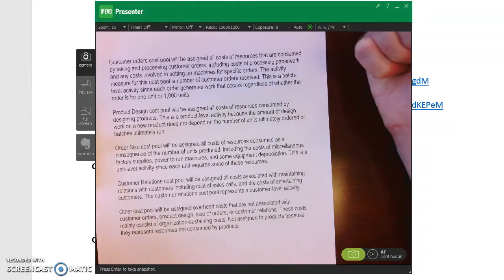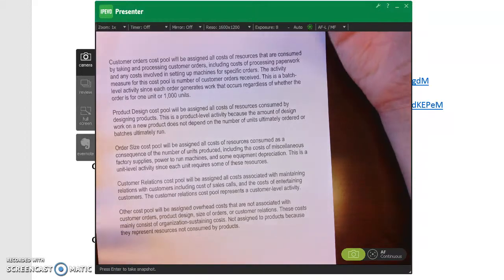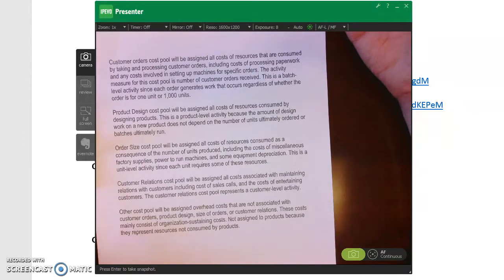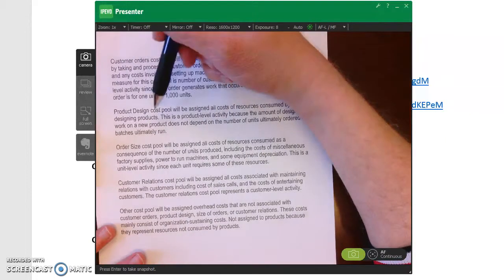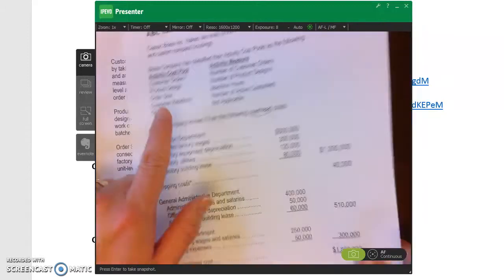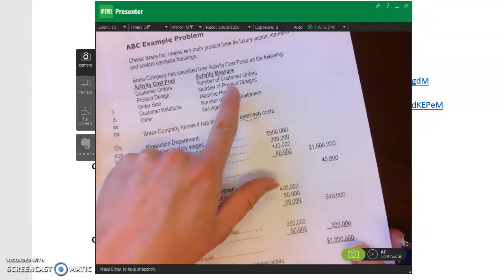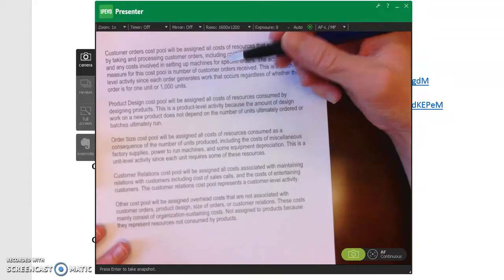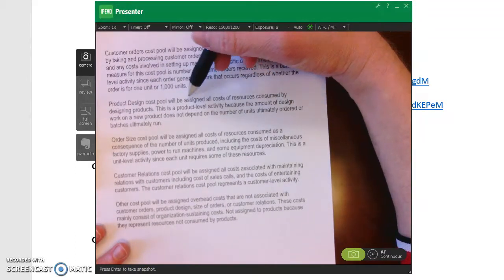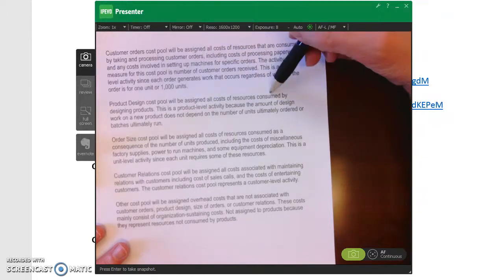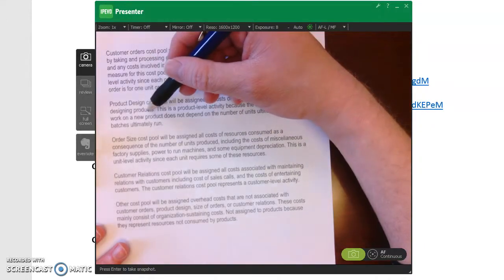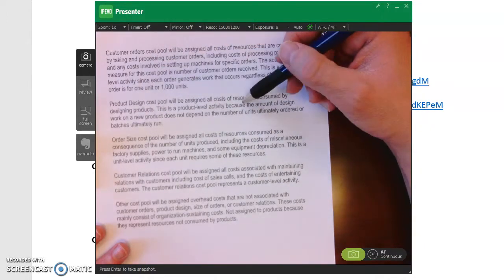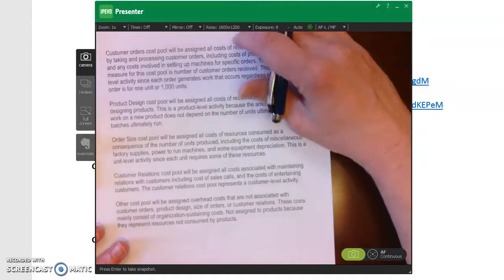So it needs to be done. Setting up equipment has to be done regardless of whether we make 1 unit or 1,000 units. It doesn't matter. We still have to set it up, so it's a batch level activity. Product design cost pool, which is the second one right over here. The activity measure is the number of product designs. So this is a product level activity, okay? And this will be assigned all the costs of resources for designing a product, okay? It's a product level activity, okay?